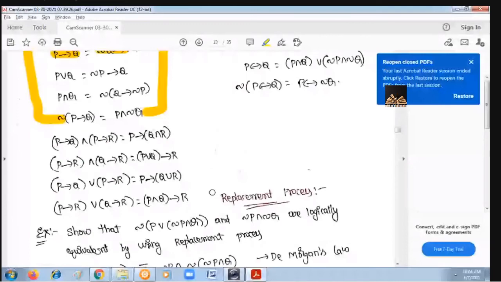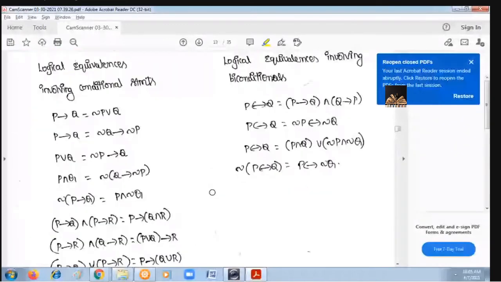In the same way, we have the logical equivalences on biconditional statement. In this, what you need to remember is most of the times we'll use the first formula. First formula we'll use most of the time. So you have to remember these laws. Among all these laws, first law you must remember.